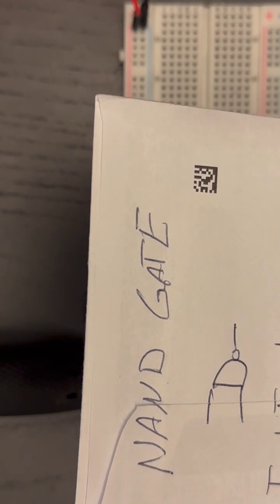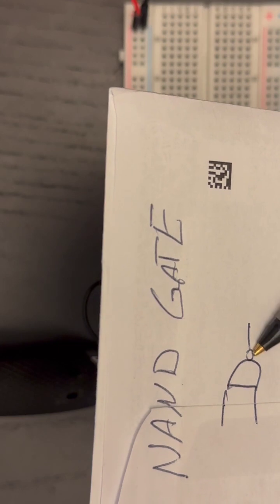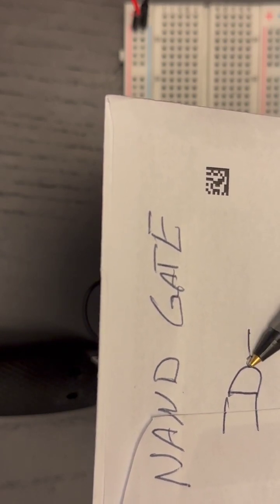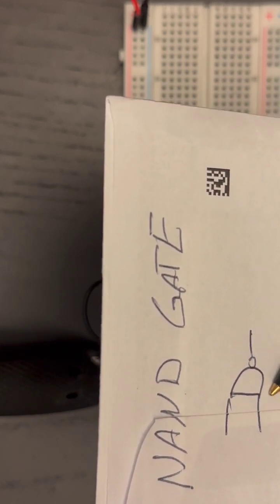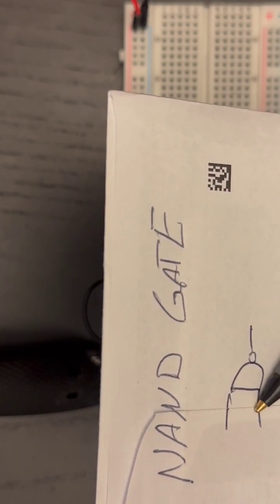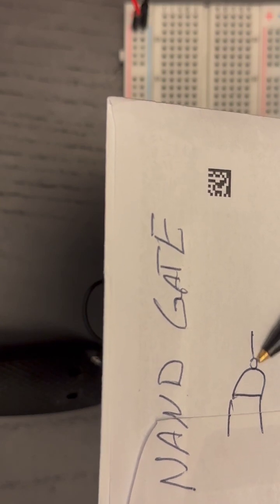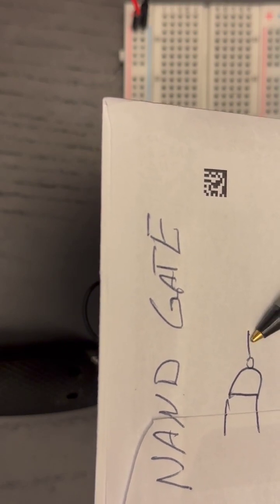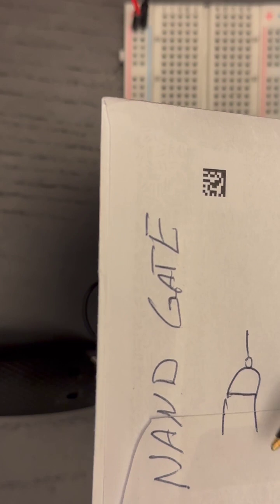The symbol for it looks very, very similar to an AND gate. The only difference is this little circle here, which tells us that the output of the gate is inverted from the AND gate that it's built on top of. Remember, in an AND gate, if both of these are on, then the output is on. But with a NAND gate, because of this little circle, when both of these are on, the output is off. And that inverted logic carries through the entire truth table.